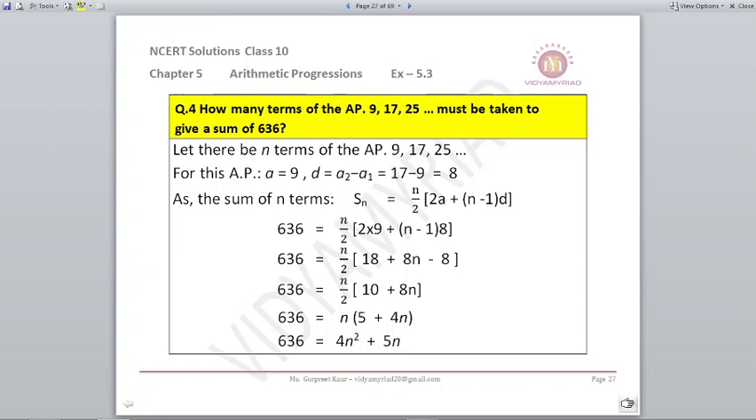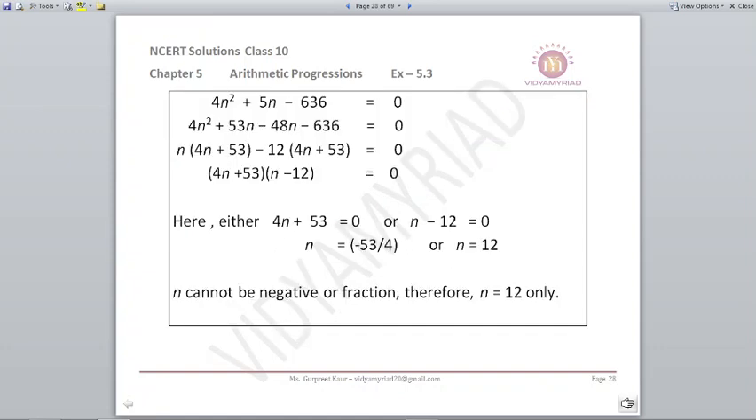So n upon 2. So a is 9, so 2 into 9, that is 18, plus (n minus 1) into d. d is 8. So when again we solve this, we will form a quadratic equation which will be in the form of 4n square plus 5n minus 636 equal to 0. On solving the factors, we get n as minus 53 upon 4, or n is equal to 12. So we can't take a negative number, so we can say that n is equal to 12.